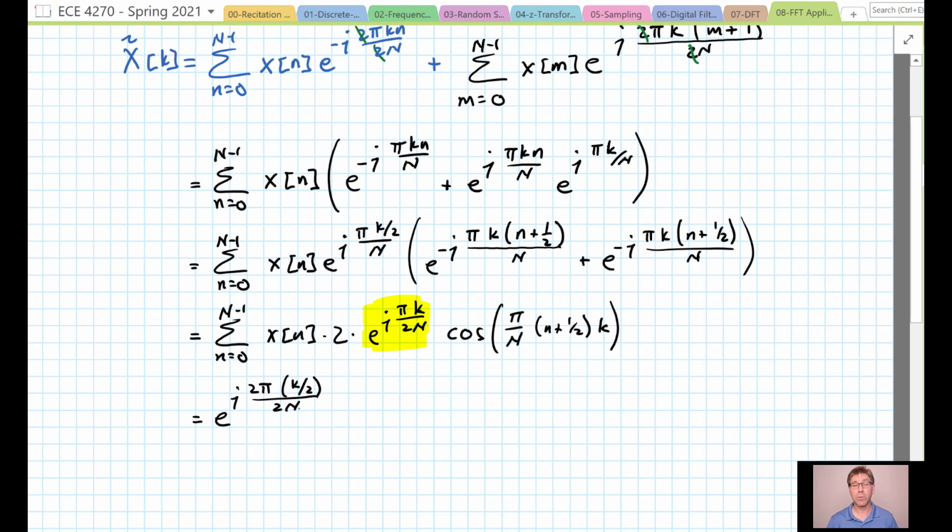Because remember, we were taking a 2N length DFT. And so we've got this factor out front. We also have our 2. And then we have the sum from 0 to N minus 1 of x[n] cosine pi over N (n plus 1/2) k.